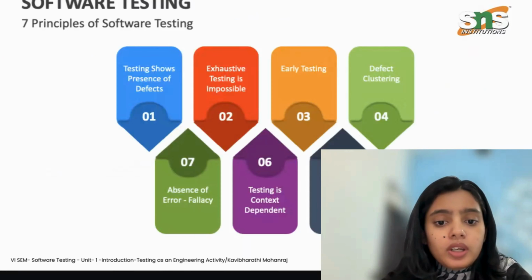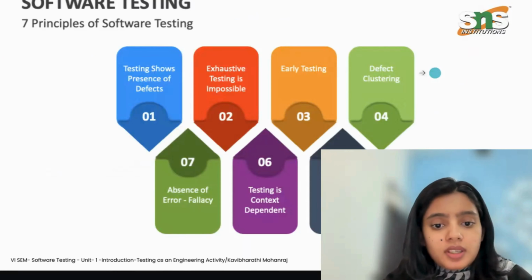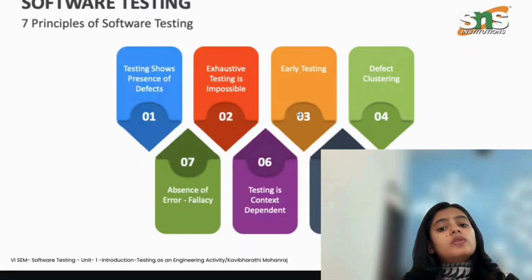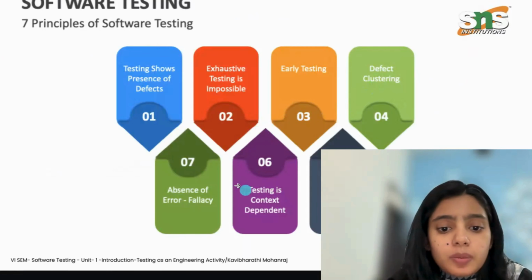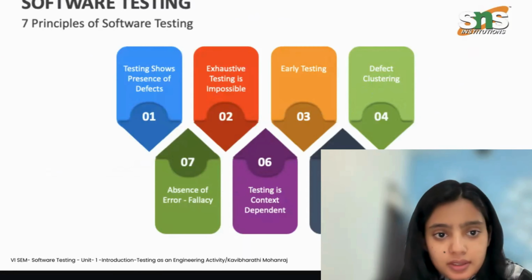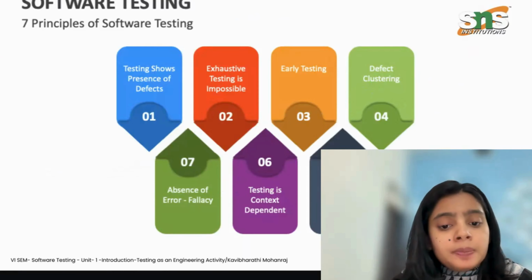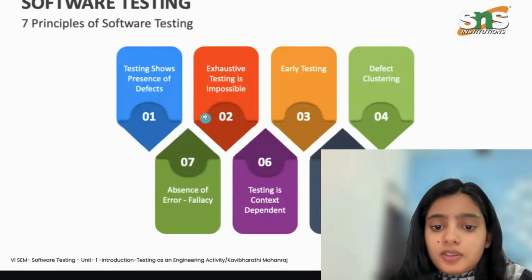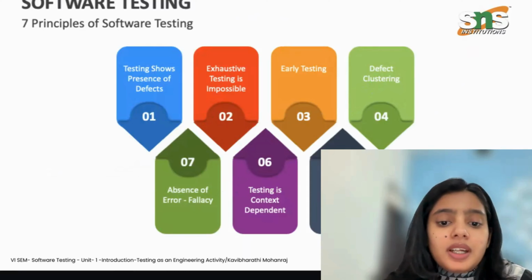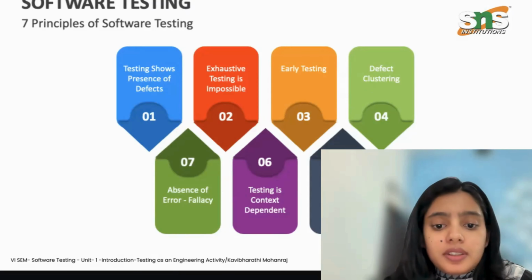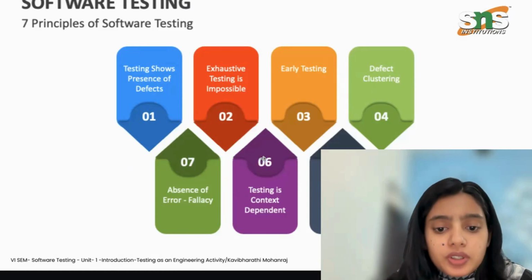And here we go. Seven principles of software testing. Software testing follows seven principles. Some important ones: testing shows the presence of defects. Exhaustive testing is impossible in a manual manner. Early testing saves cost; instead of testing at the end stage, earlier testing saves cost. Defect clustering. These principles guide professional testers.